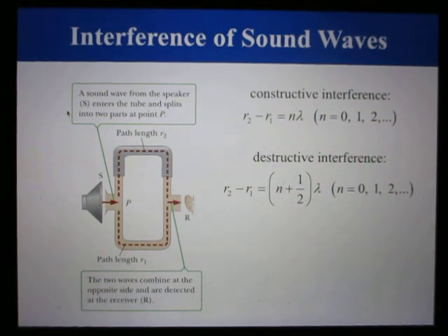The next section is section 14.8, standing waves.